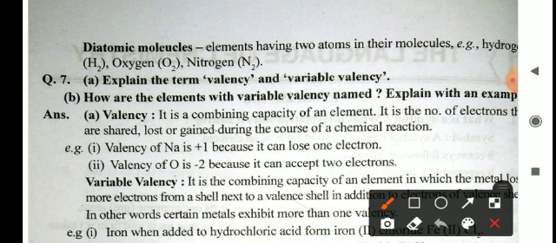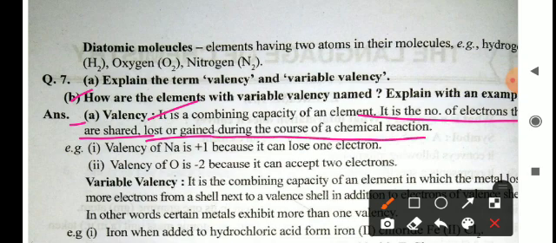Explain the terms valency and variable valency. How are the elements with variable valency named? Explain with an example. Valency, as we know, is the combining capacity of an element, and it is the number of electrons that are shared, lost or gained during the course of a chemical reaction. So valency is the combining capacity, represented as the number of electrons that are shared, lost or gained during a chemical reaction.